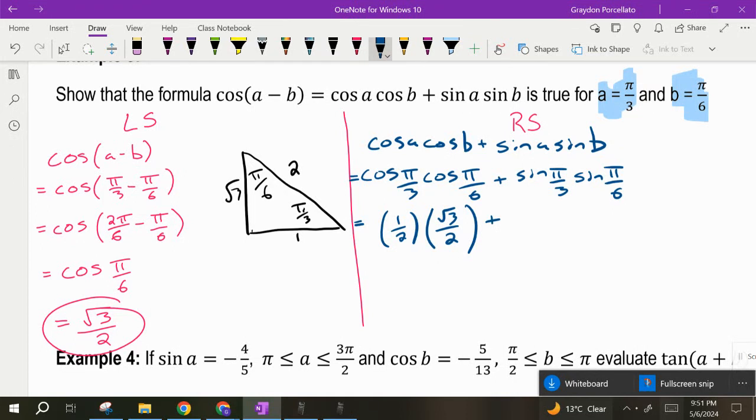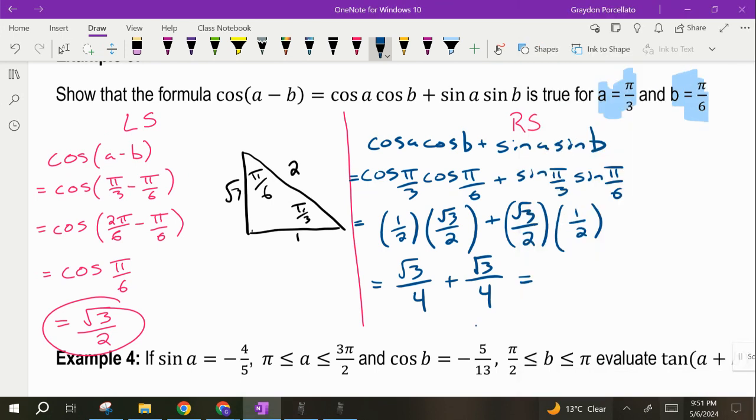So this is sine, so this is going to be root 3 over 2. And then sine of pi over 6, well, that's 1 over 2. All right, here we go. Let's do some multiplication. We get root 3 over 4 plus root 3 over 4. Well, that's like 2 root 3's over 4, because our denominator stays the same.